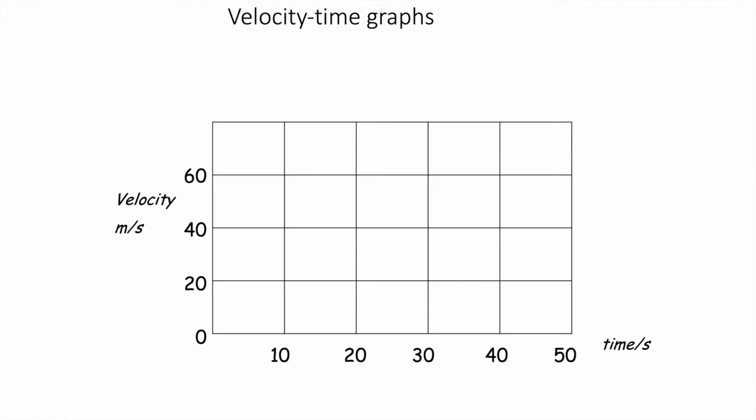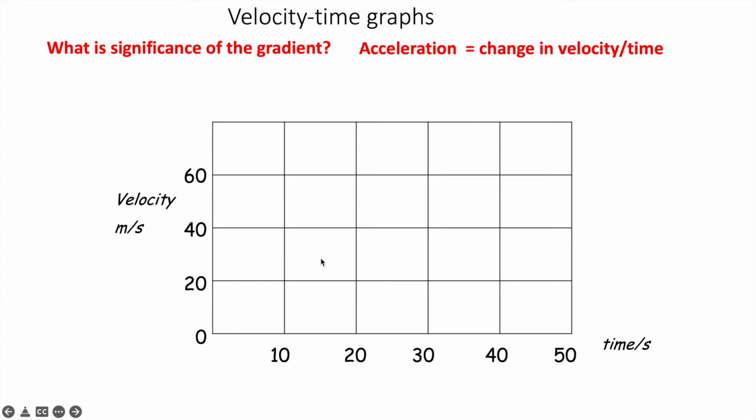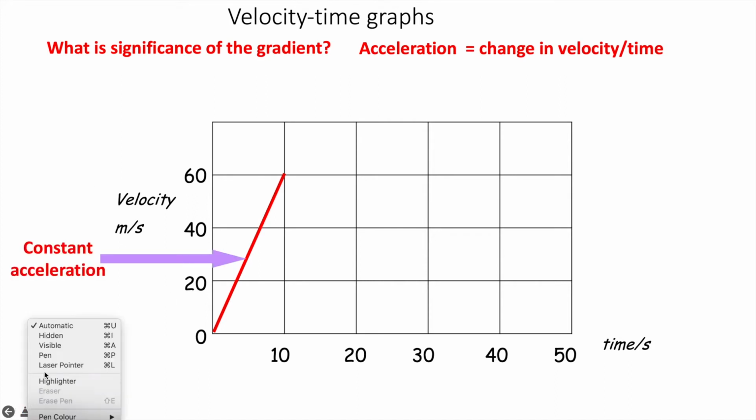So we're now going to have a look at how we can represent the motion of a vehicle using velocity against time. And first of all, again, we've got to think about what the significance of the gradient is. Well, of course, the gradient is the change in velocity over the time taken, which is acceleration. So if we've got a straight line, that means we've got a constant acceleration. And of course, we need to work out the acceleration itself.